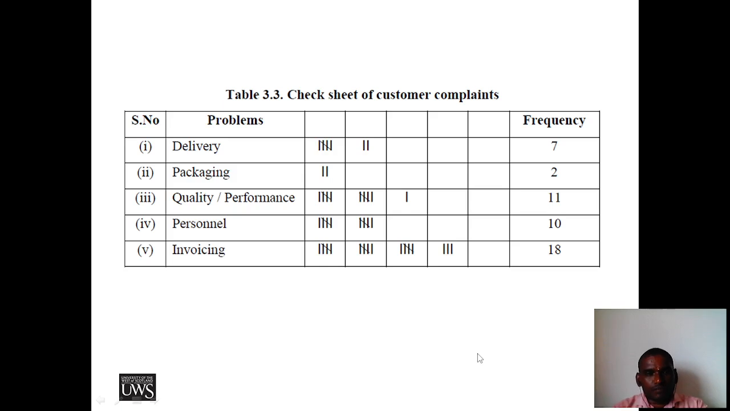For example, this is the check sheet diagram. Here we have problems and their occurrence frequency. Delivery is 5 plus 2, which is 7. Packaging is only 2. Quality performance has 5, 5, and 1, totally 11. Personnel has 5 plus 5, 10. Invoicing has 5 plus 5 plus 5 plus 3, so a total of 18. This is the check sheet.